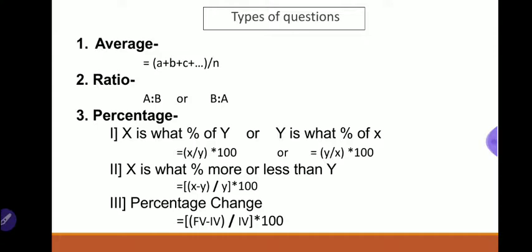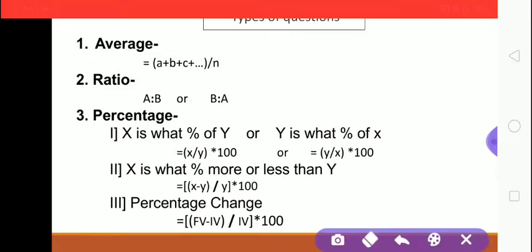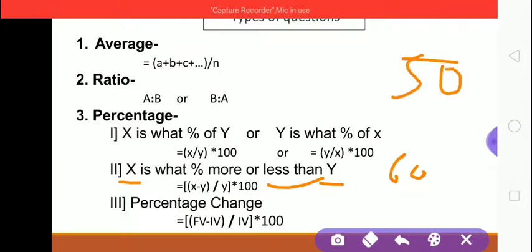Secondly, they may ask to find x is what percentage more or less than y. Here you have to use the formula x minus y divided by y into 100 for both cases, whether x is more or x is less than y. For the example, I will consider that one student has a weight of 60 kg, which is the weight of student x, and the weight of student y is 50 kg.